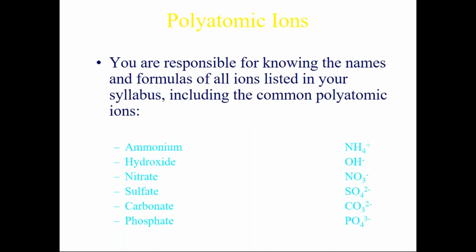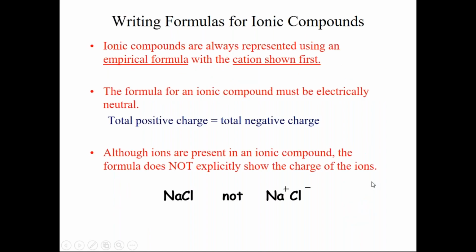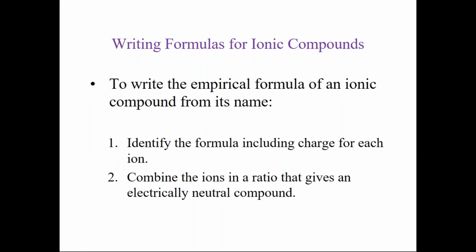You are responsible for knowing the names and formulas of all ions listed in your syllabus, including the common polyatomic ions. The only polyatomic cation that you have to know is the ammonium ion. But you have different types of polyatomic anions, like hydroxides, nitrates, sulfates, carbonates, or phosphates. While you are writing the formula for ionic compounds, you always have to take into consideration that the number of positive charges should equal the number of negative charges. Overall, the ionic compound should be electrically neutral.